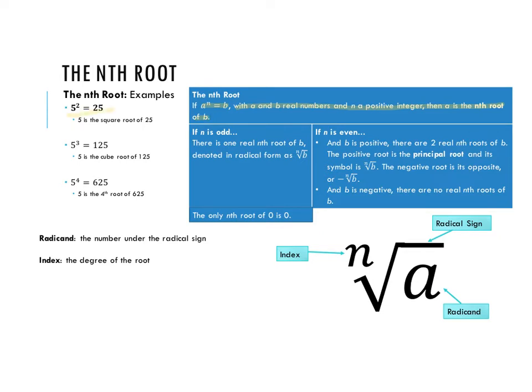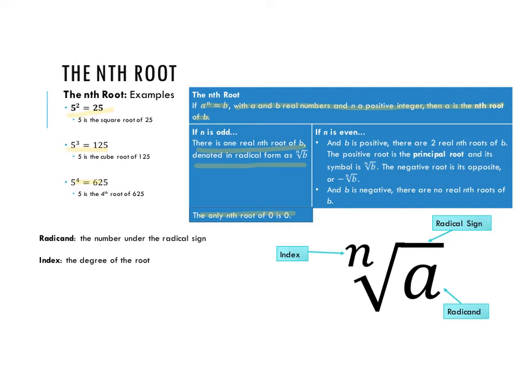If we have 5 squared equals 25, then 5 is the square root of 25. If we have 5 to the third is 125, then 5 is the cube root of 125. And 5 to the fourth is 625, so 5 is the fourth root of 625. Now, if n is odd, then there is only one real nth root of b, denoted as the nth root of b. The only nth root of 0 is obviously 0.